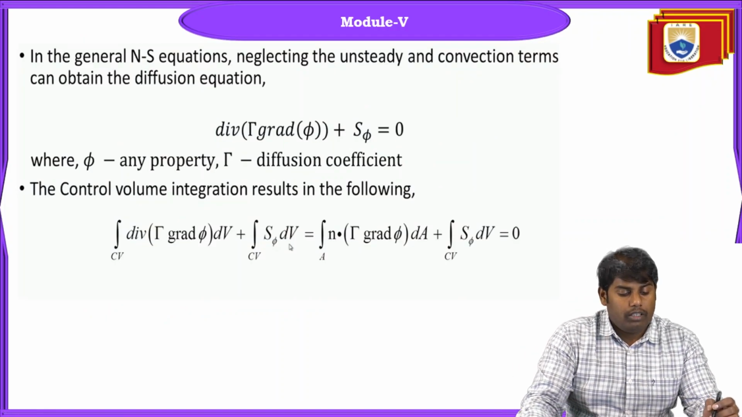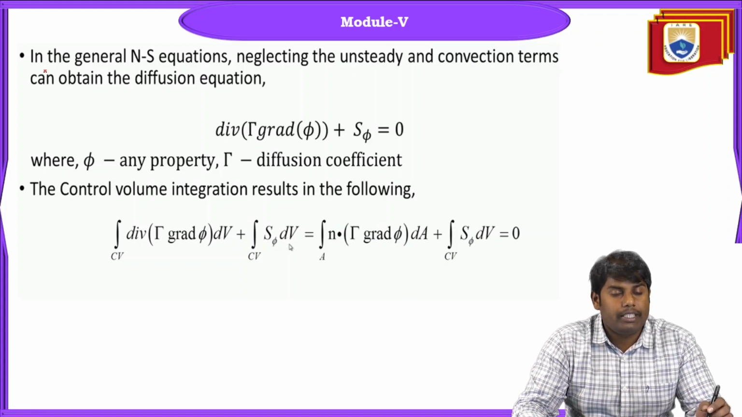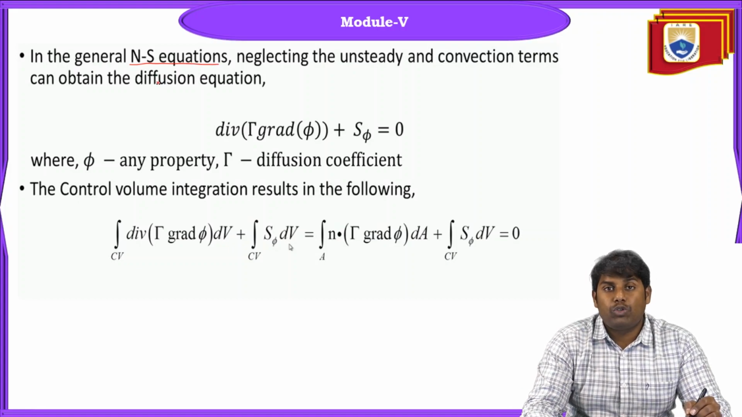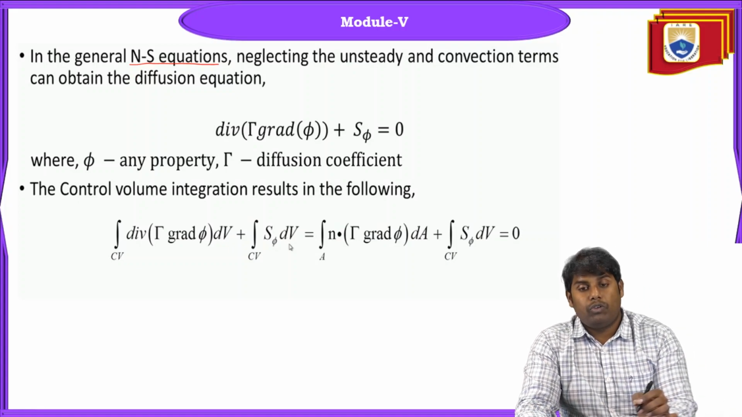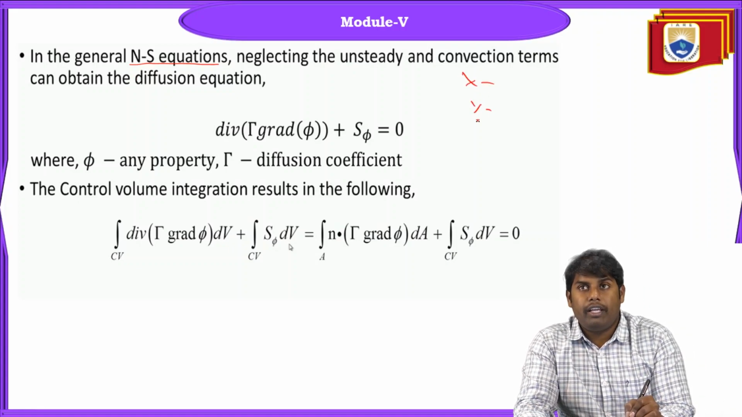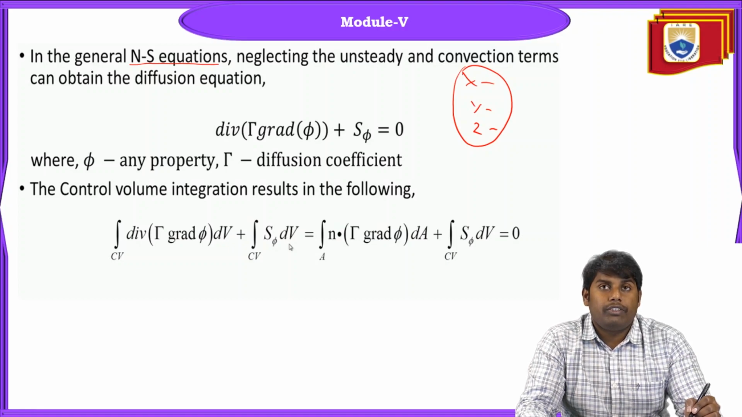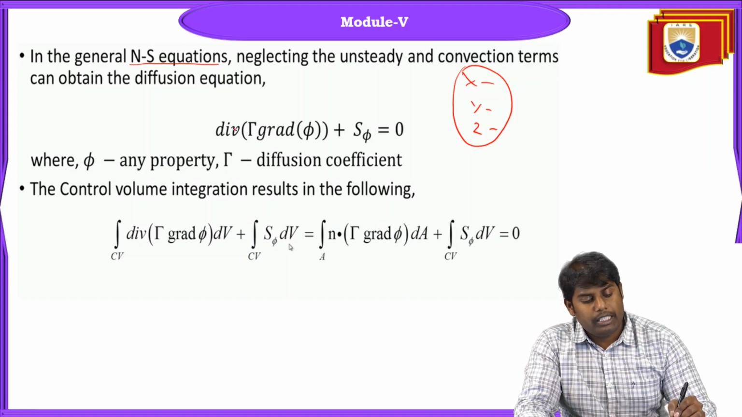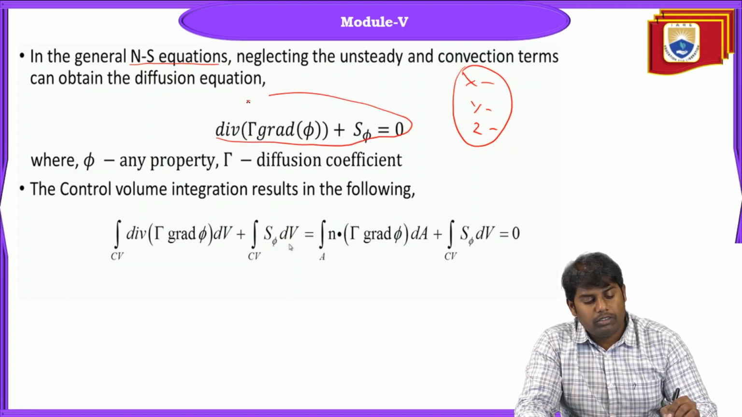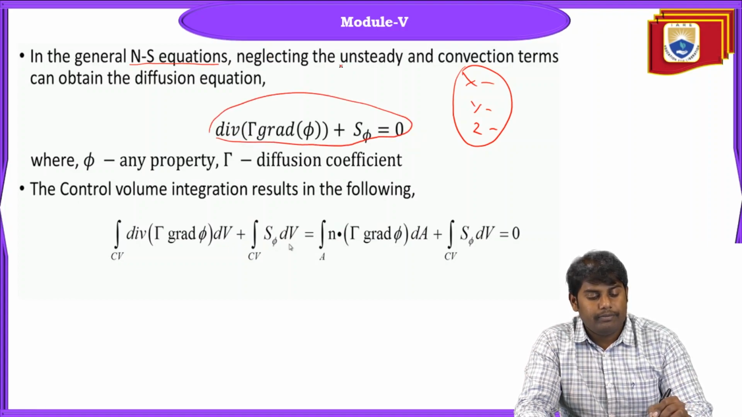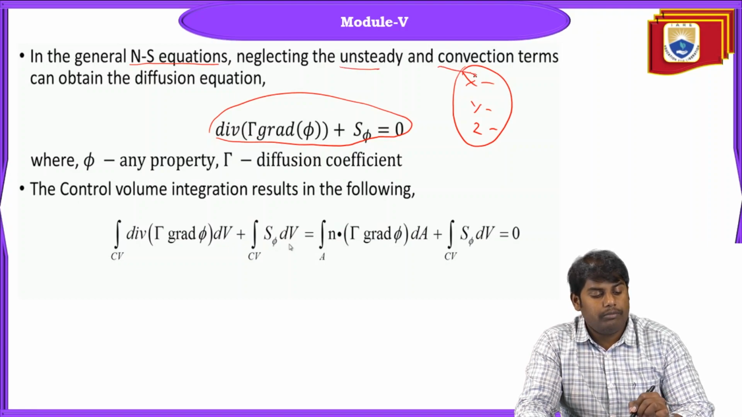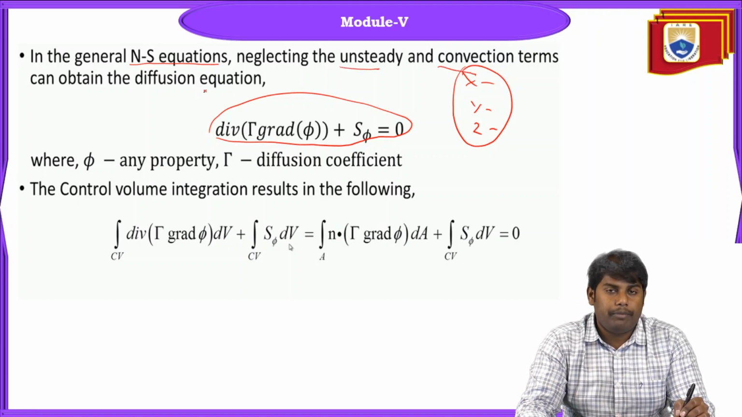Next we can see, in general, the NS equation. What is the NS equation? It is the Navier-Stokes equation. The Navier-Stokes equations are called the momentum equations. We have X, Y and Z, so in 3D we have the X momentum equation, the Y momentum equation and the Z momentum equation. But when you see the generalized equation, neglecting the unsteady and convection terms, only the diffusion equation can be obtained.